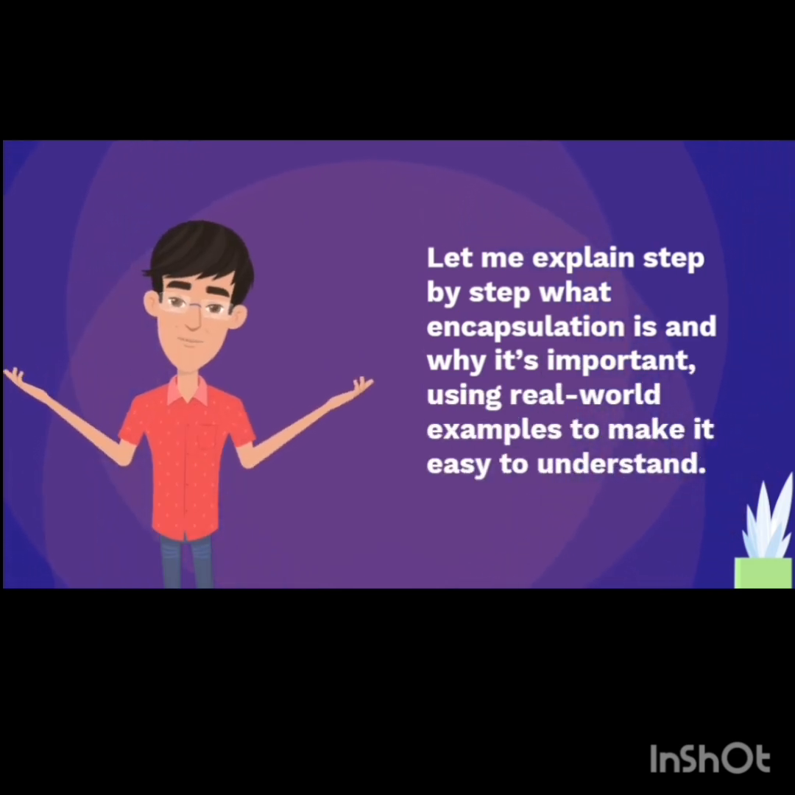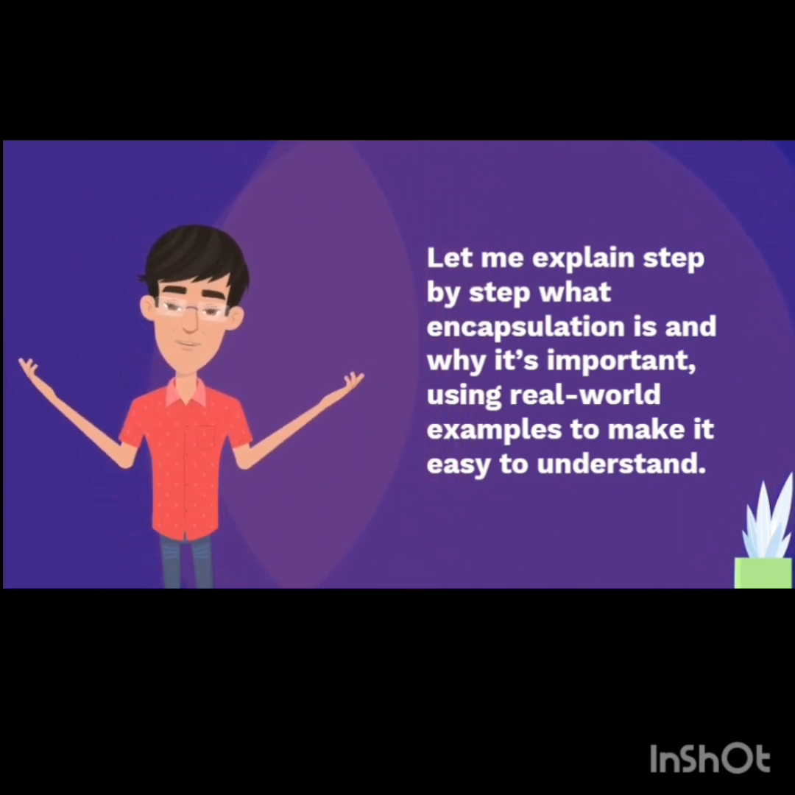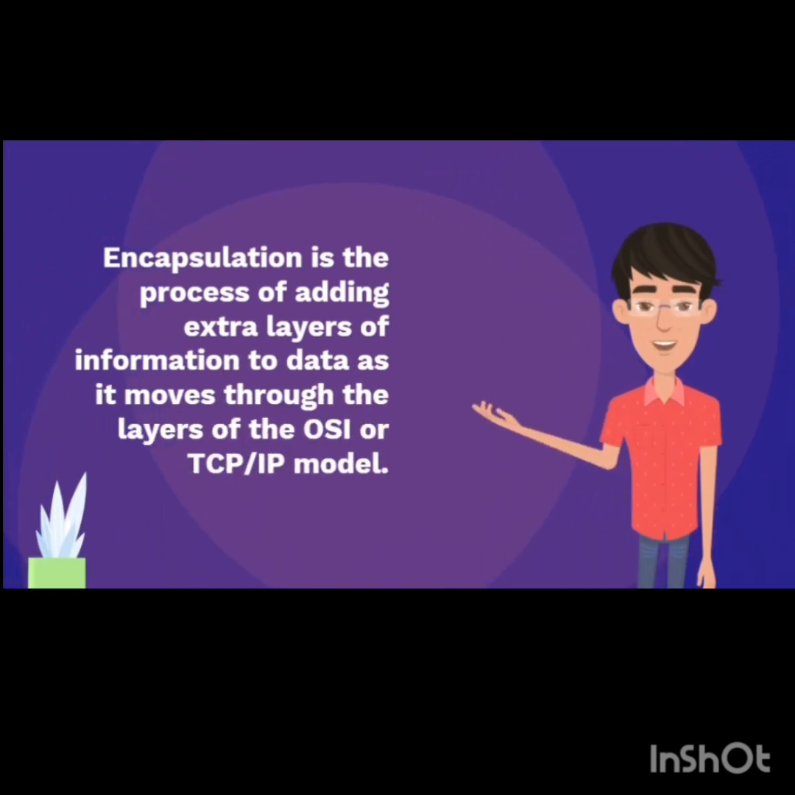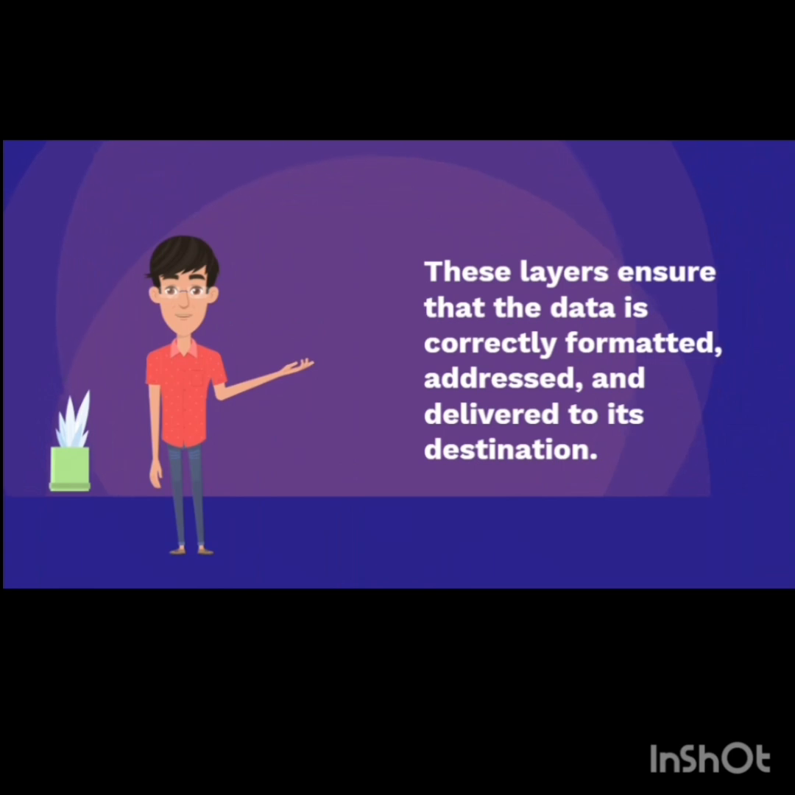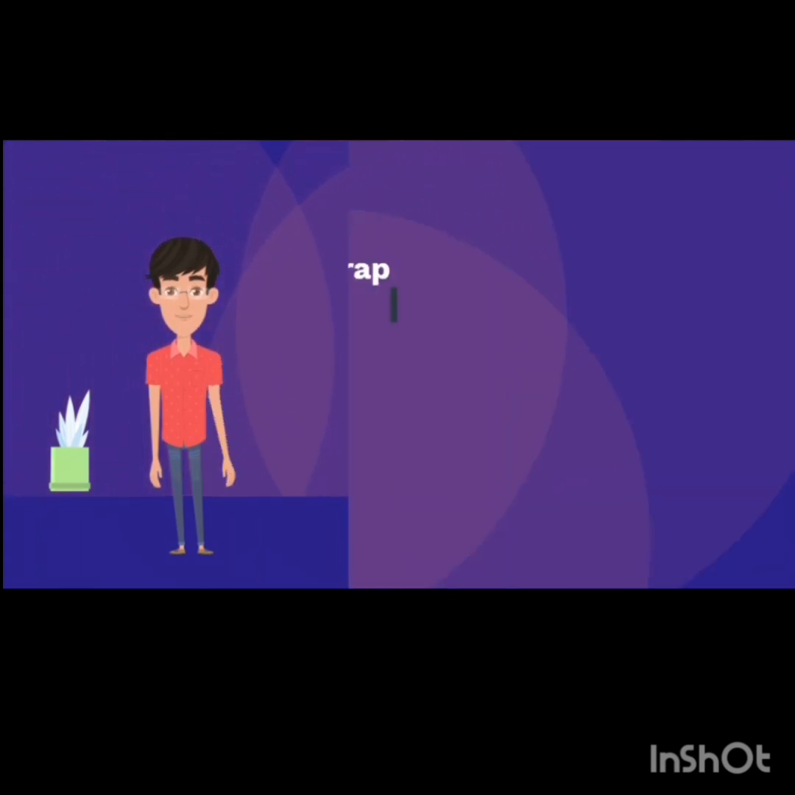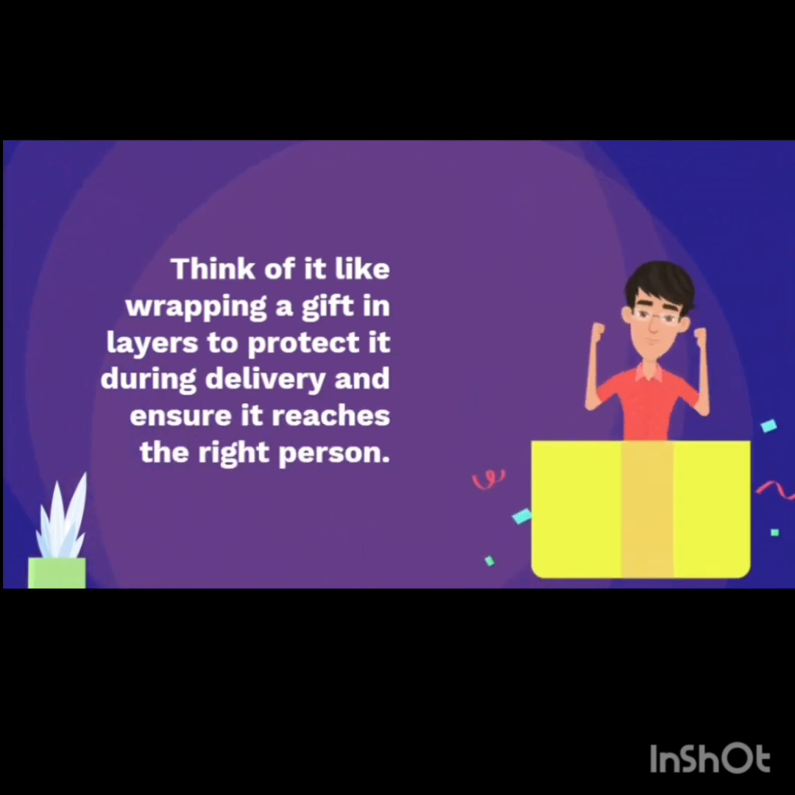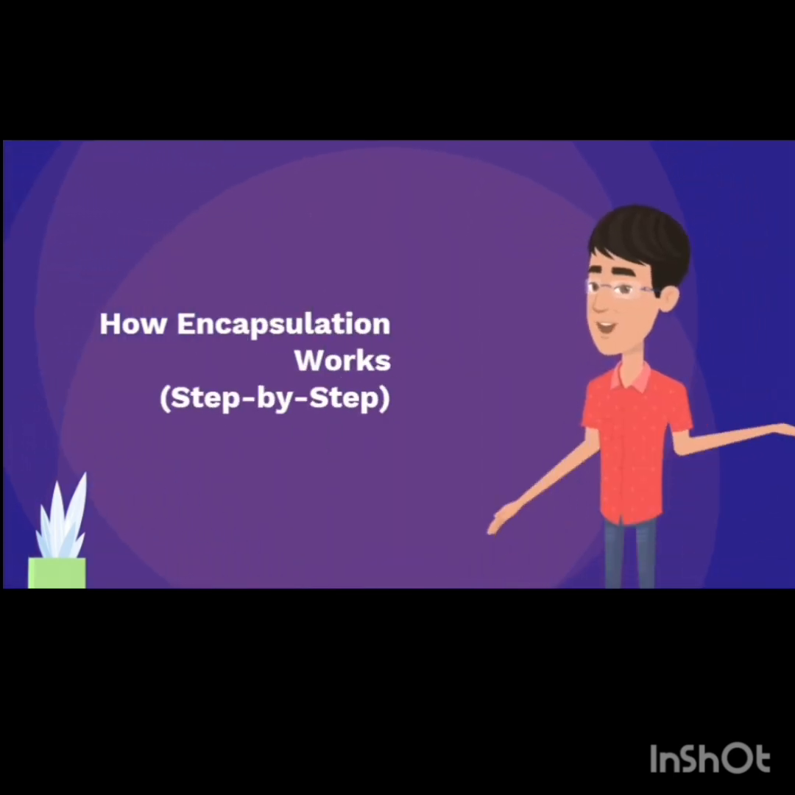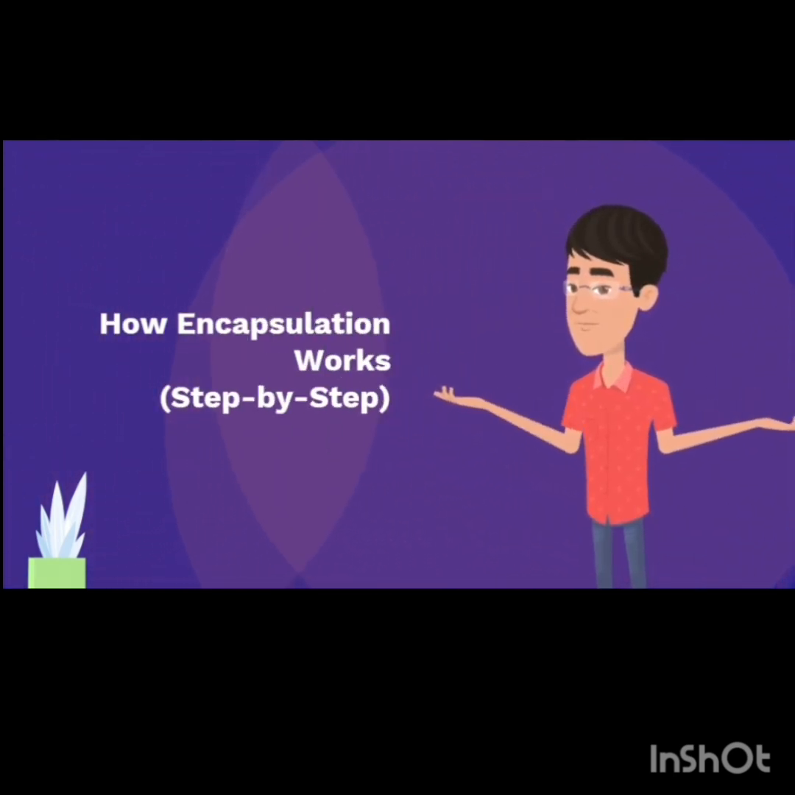Let me explain step by step what encapsulation is and why it's important, using real-world examples to make it easy to understand. What is encapsulation? Encapsulation is the process of adding extra layers of information to data as it moves through the layers of the OSI or TCP/IP model. These layers ensure that the data is correctly formatted, addressed, and delivered to its destination. Think of it like wrapping a gift in layers to protect it during delivery and ensure it reaches the right person.